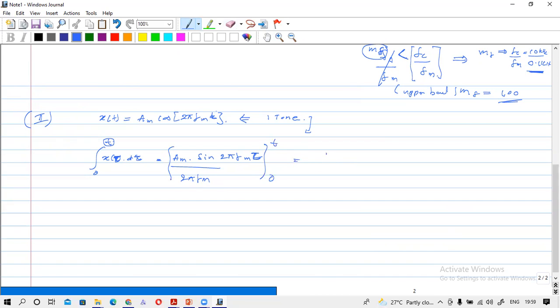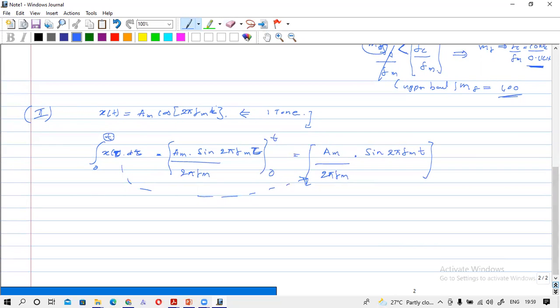So that means we have AM over 25 FM, sine 25 FM t. If we substitute 0, sine 0 is 0, so we have only this term. Okay, so this is the integration of the message signal over the interval t.